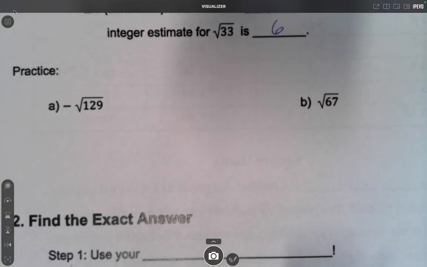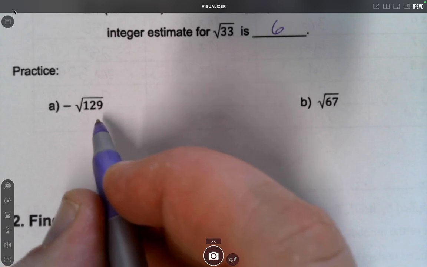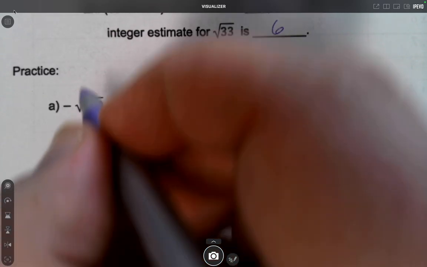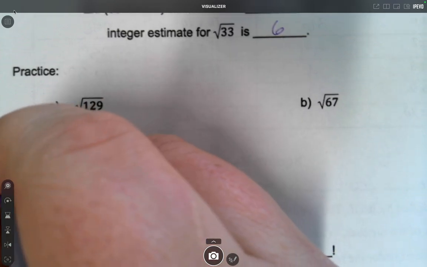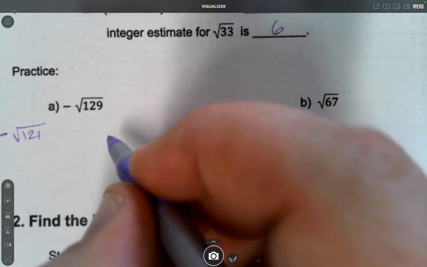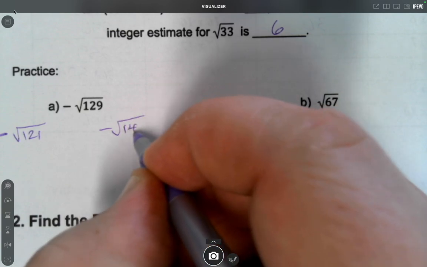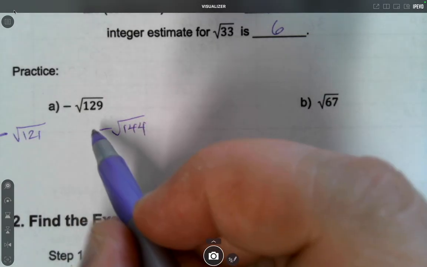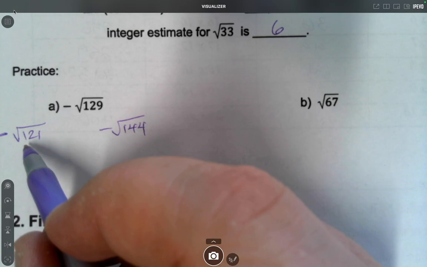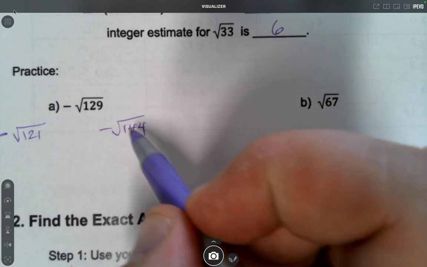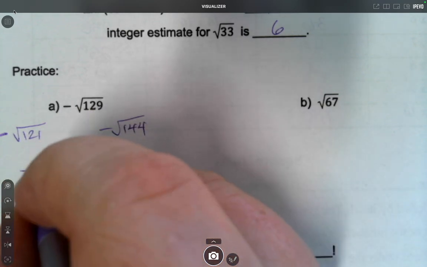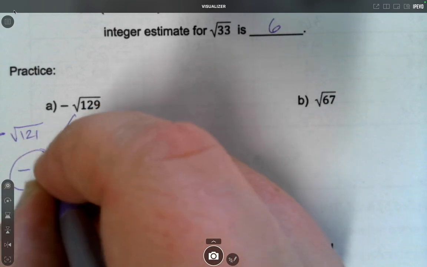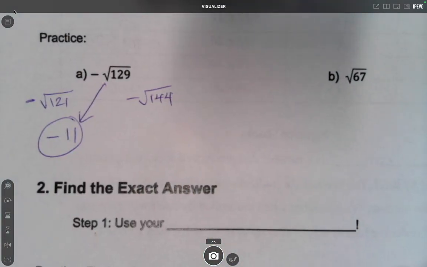So on this one, negative square root of 129, we have to think, what are the perfect squares closest to that? Well, 121 would be one of them. I'm going to put the negative out front here, just so we remember it. And the one above it would be 144. So 129 is just 8 away from 121, but it's 15 away from 144. So it is closer to 121. Whatever the square root of 121 is, that is our estimate for the square root of 129.